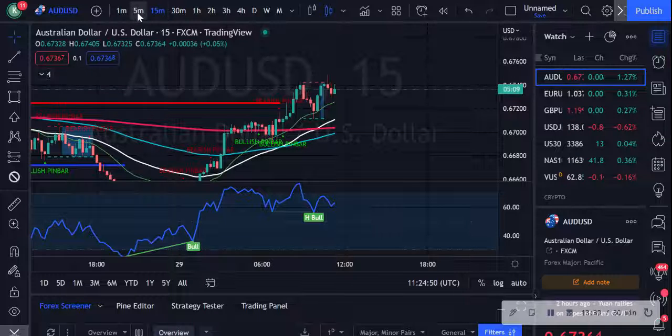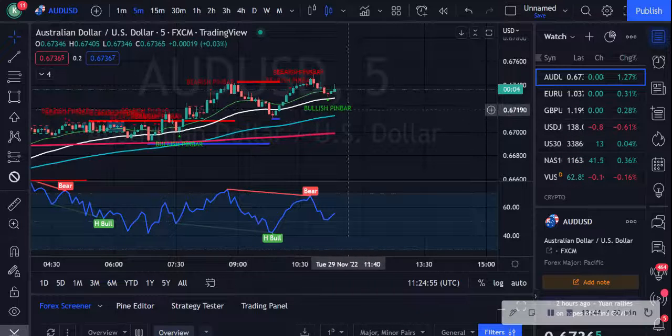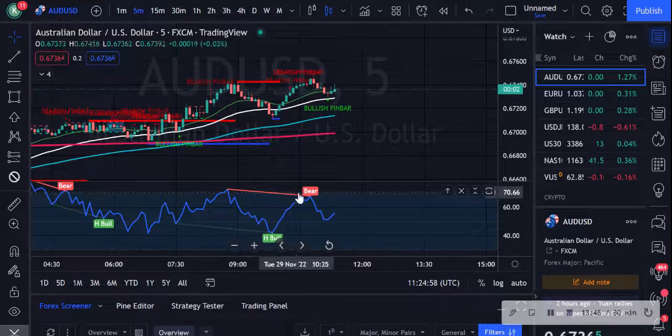Look at all the moving averages, right? They are not fanning out. So when I see this again, it's a bear. Look at this thing here. You can actually see.